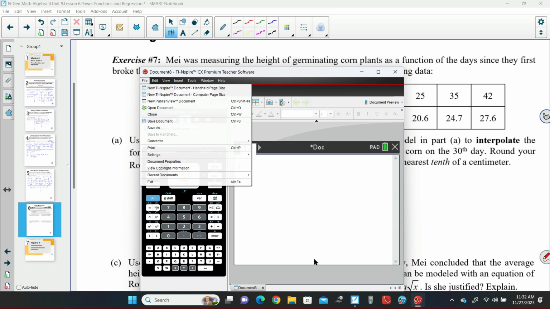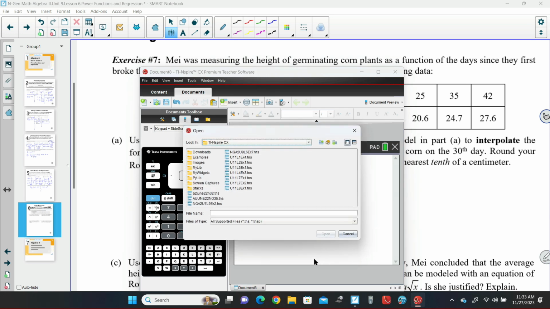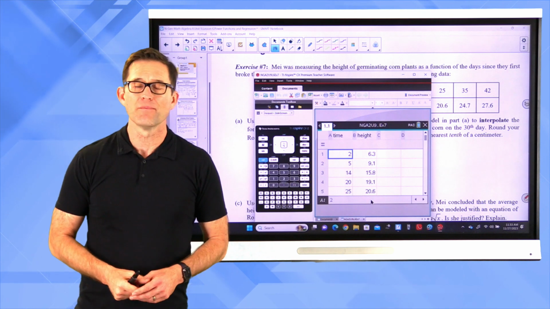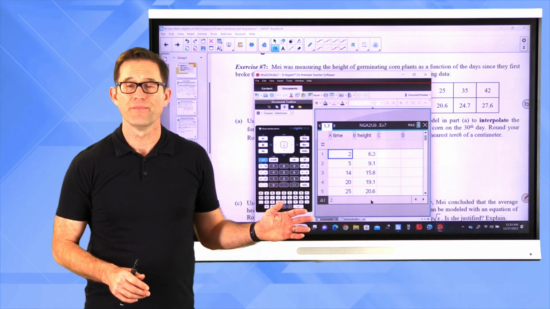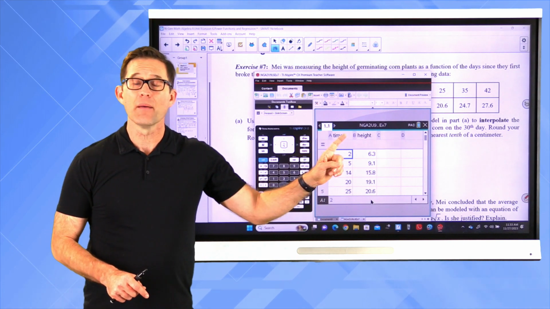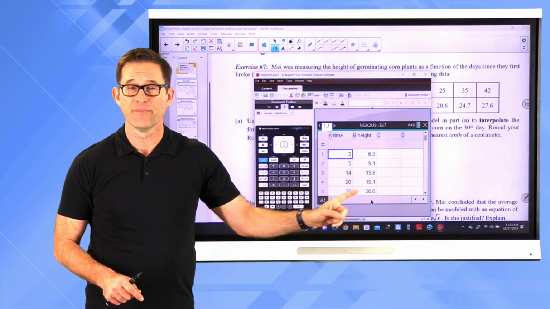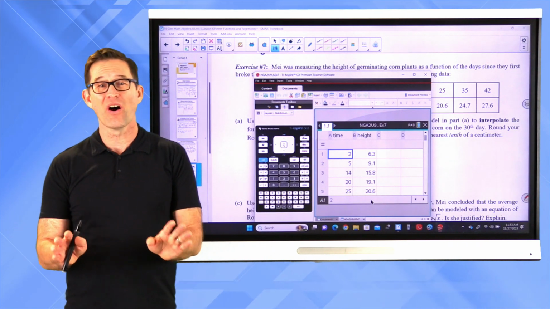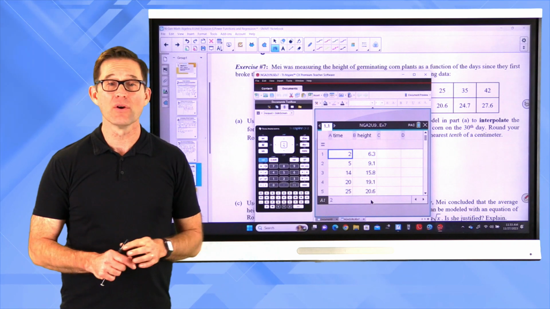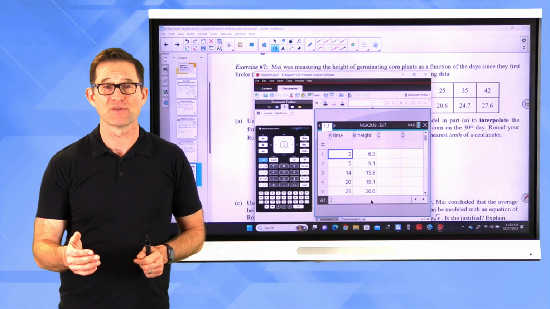I just have to open up the document. All right, and that's going to be this one. So I've already put my data into a spreadsheet in my TI-Nspire. Now I've labeled the x column as time and the y column as height. And my usual cautionary tale is there. Make sure that when you enter this data, you look over it multiple times, okay?